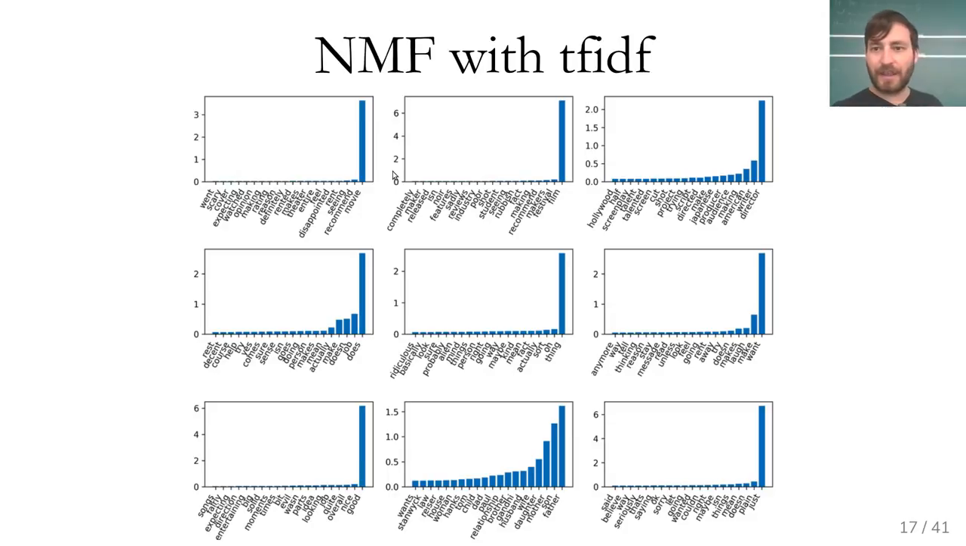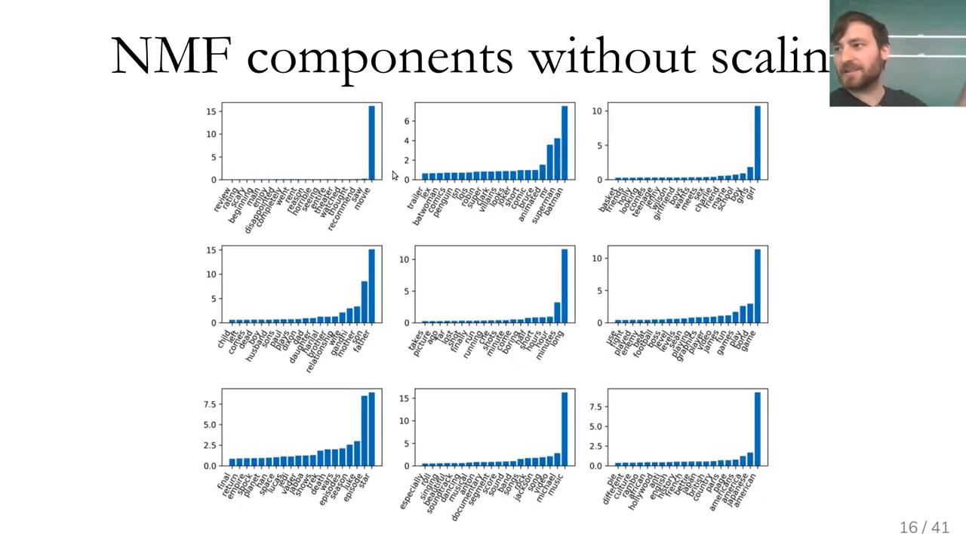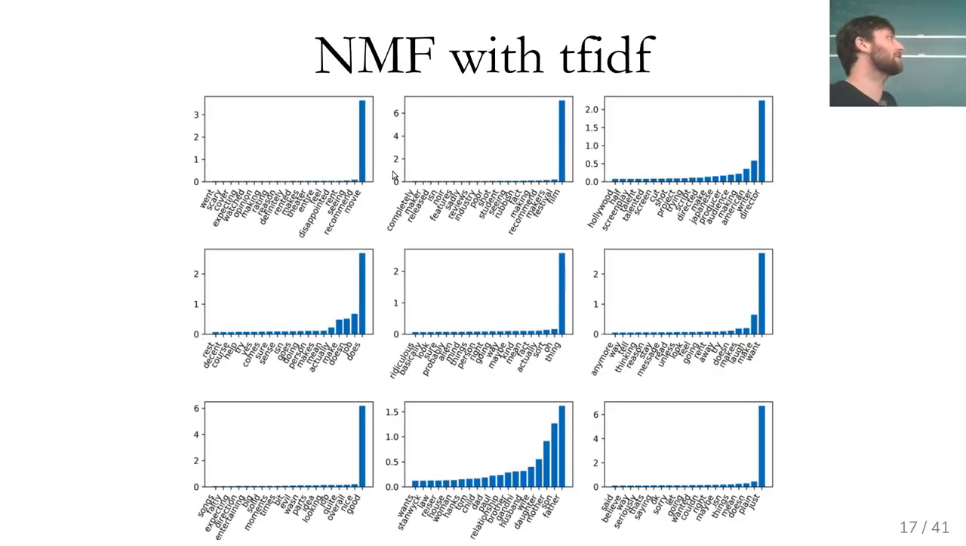So personally, this NMF without scaling seems to be most interesting to me, but you should actually look at all 100 components. I used a possibly bad heuristic to figure out which ones to show here, and there might be more interesting components in there.